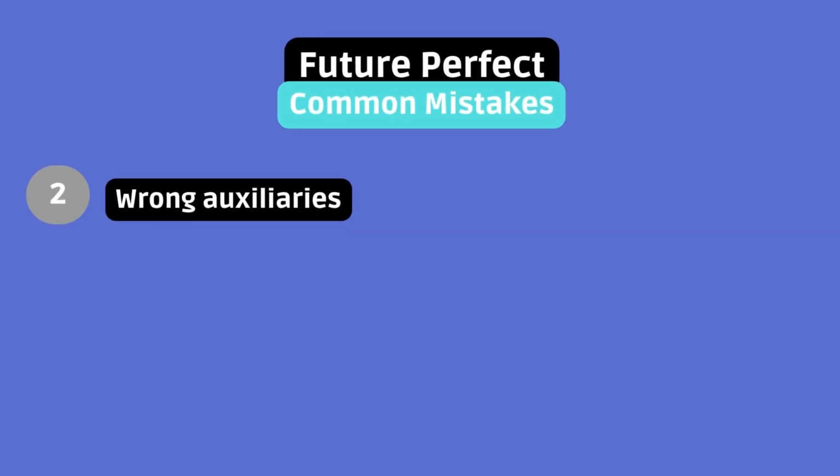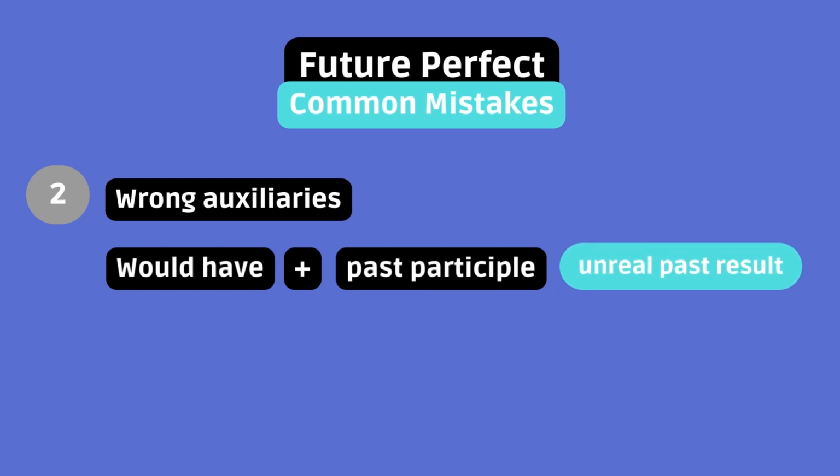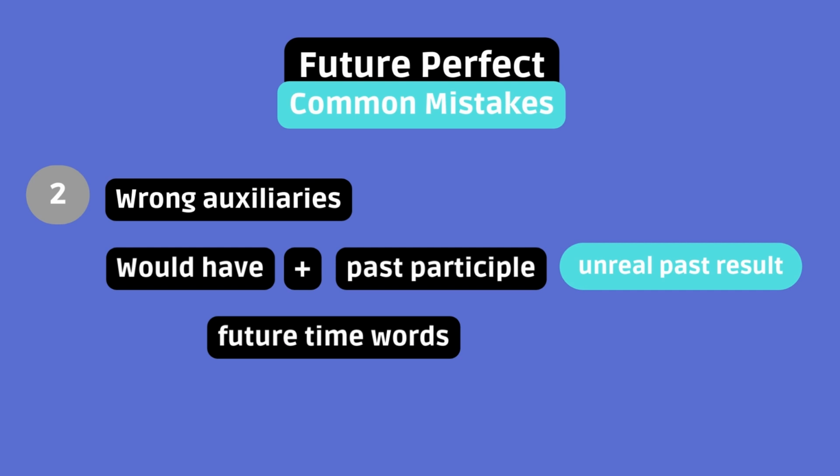Wrong auxiliaries. This one is a common pitfall. The future perfect only uses the combination will have, but other forms exist or might feel like correct. Would have plus past participle exists. However, it's an unreal past result. Future time words wouldn't make much sense here, since it refers to an unreal past scenario.